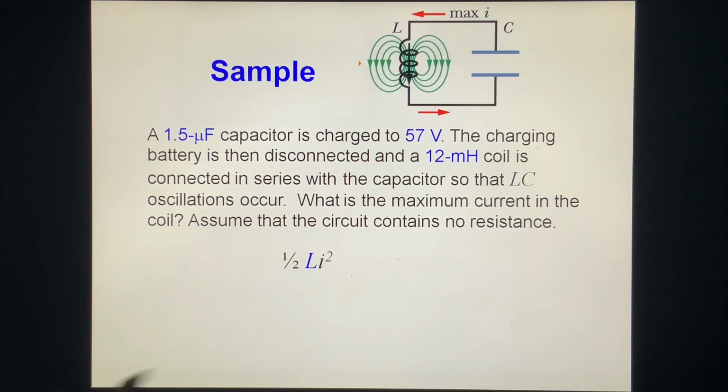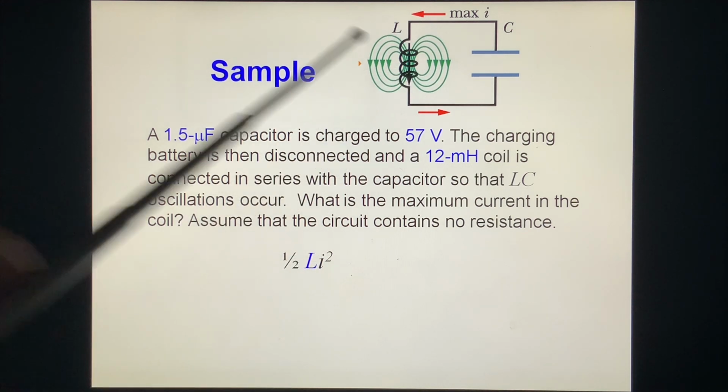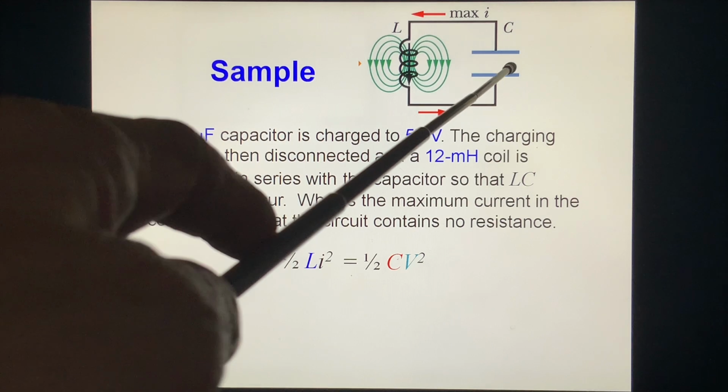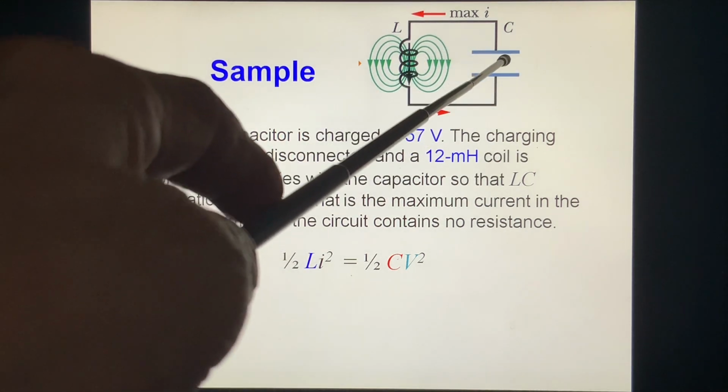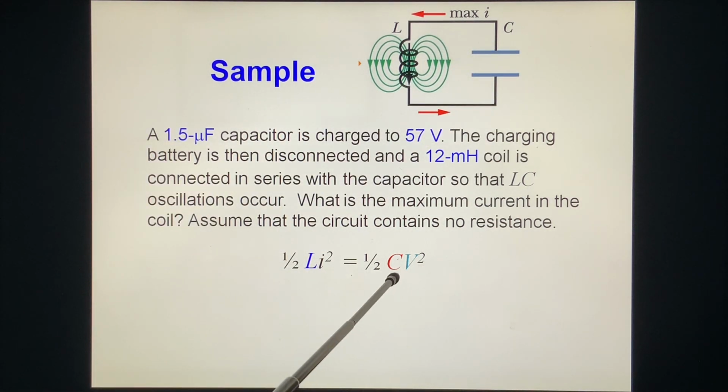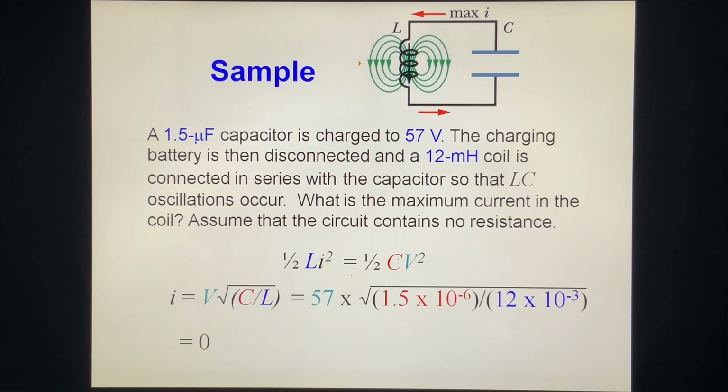This is the energy stored in the magnetic field in the coil, and this is the energy stored in the capacitor. This is the maximum, and this is the maximum we move. So what is the maximum? This is 57, and the capacitor is 1.5 microfarad. We have L, so we can find I. This is trivial, okay?